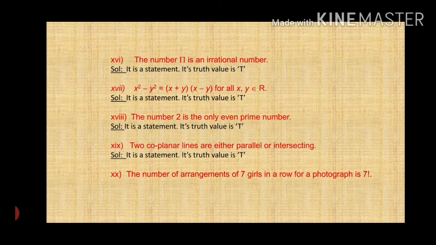The number of arrangements of 7 girls in a row for a photograph is 7 factorial. Yes, we have seen this last year in combinations and permutations. The arrangements of n objects taken all at a time is n factorial. So over here the number of girls is 7, so n is 7. The number of arrangements of 7 girls in a row for a photograph is 7 factorial. So it is again true. It is a statement, its truth value is T. Getting? Very simple. Take the screenshot, then we'll move to the next slide.